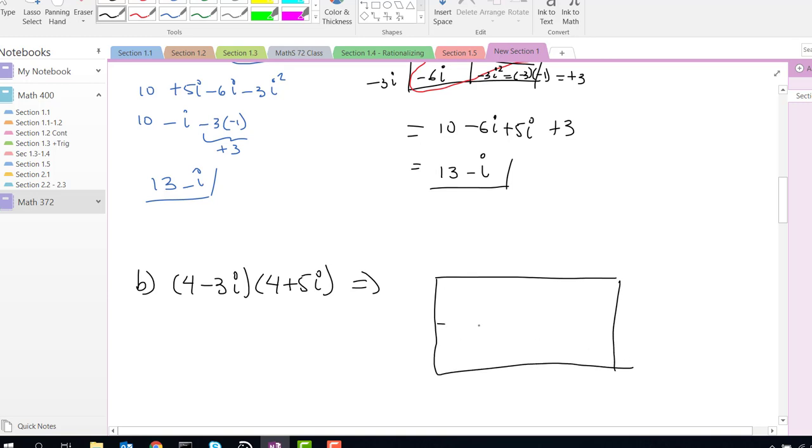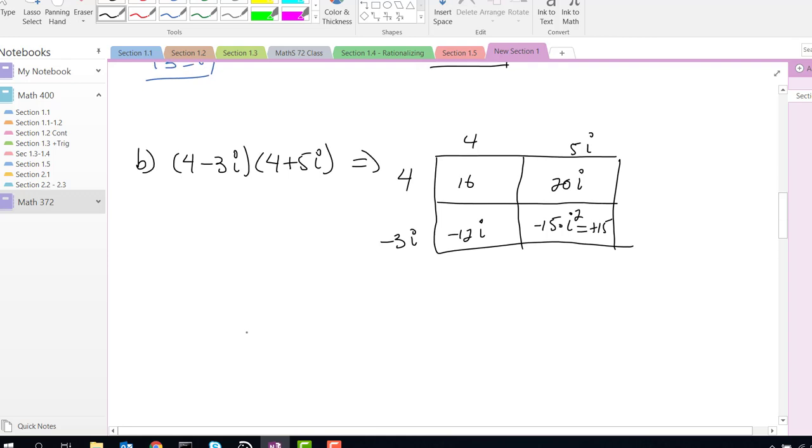So if I'm doing the box method again, I'm going to do my 4, my minus 3i, my 4, and my positive 5i. And we do the same thing. So 4 times 4 is 16, 4 times 5 is 20i, negative 3i times 4 is negative 12i, and then here I'm going to get the i squared. So negative 3 times 5 is negative 15, but I get the i squared. And so here i squared is negative 1. So this really becomes positive 15 after we substitute the negative 1.